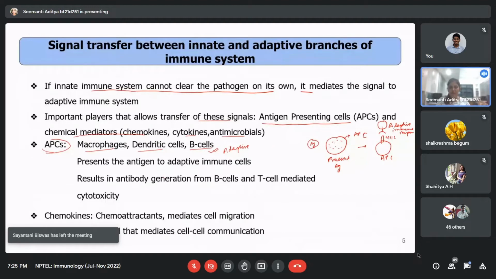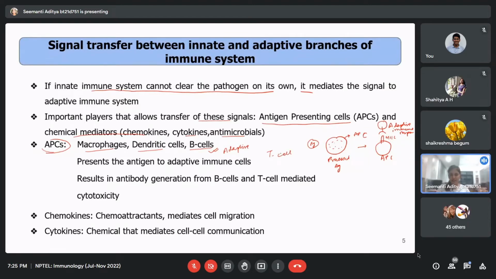If you rank the immune system in a way, the T cell gives the highest level of immune response you can get. Then comes the B cell, and then all the other innate immune cells. So macrophages, dendritic cells, and B cells are professional antigen presenting cells. They will present the antigen to the adaptive immune cells. Antigen presentation means presenting this antigen to the adaptive immune cells, and it will result in antibody generation from B cells.